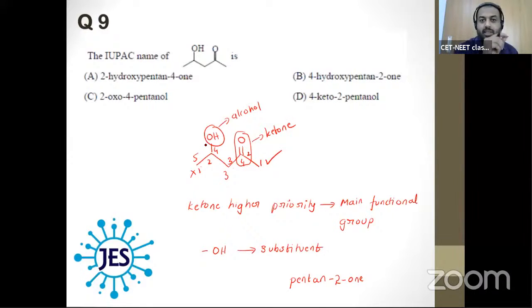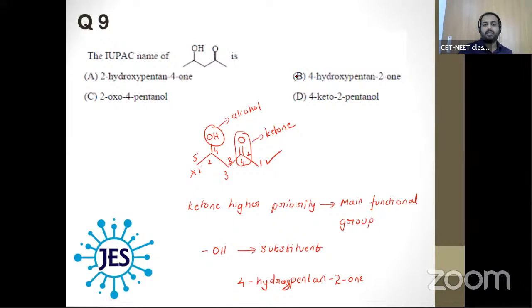Remember, we had discussed it in the beginning of the session today. For OH group, you are not supposed to use the term ol here, because it is not the main functional group. You should not use the suffix. You should use its prefix name, which is hydroxy. Hence, you would call it 4-hydroxy pentan-2-one. Which option is correct? 4-hydroxy pentan-2-one. Option B.